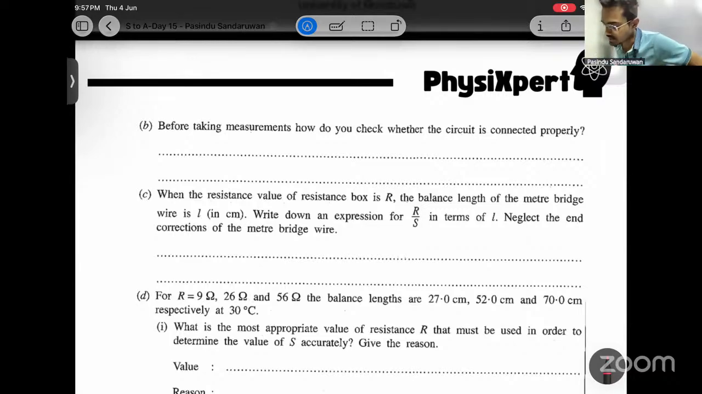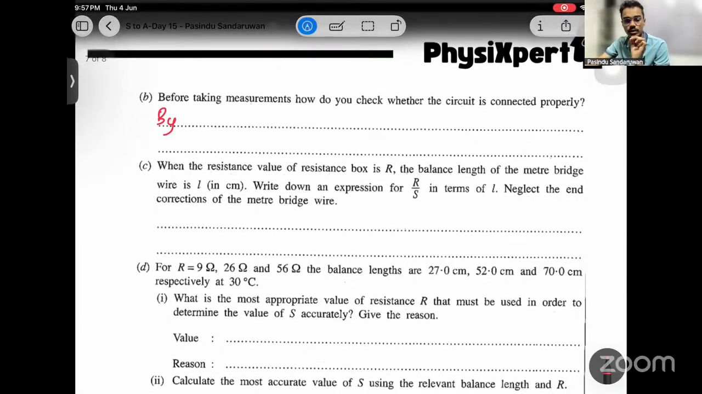Before taking measurements, how do you check whether the circuit is connected properly? Concise answers means you have to answer to the point. Short and sweet answers. Always answer what is asked. Don't go around the question. Concise answers are expected.